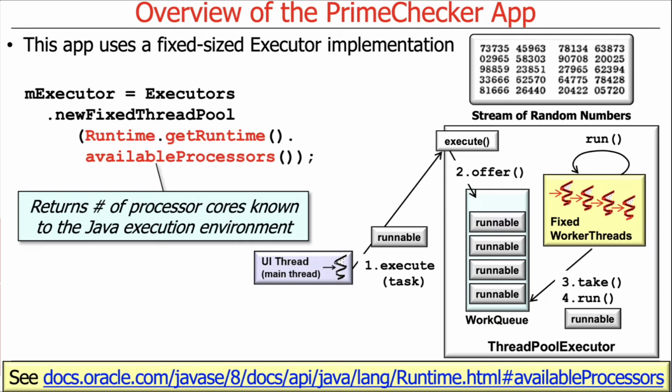We select, for this particular use case, the number of processor cores to be as many available processor cores as is known to the Java execution environment. So there's a method in Java called Runtime.getRuntime().availableProcessors, and that gives you back the number of cores. I know it says processors because when Java started out, there were really no multi-core chips. There were multi-processor systems. But now this gives you back the number of cores.